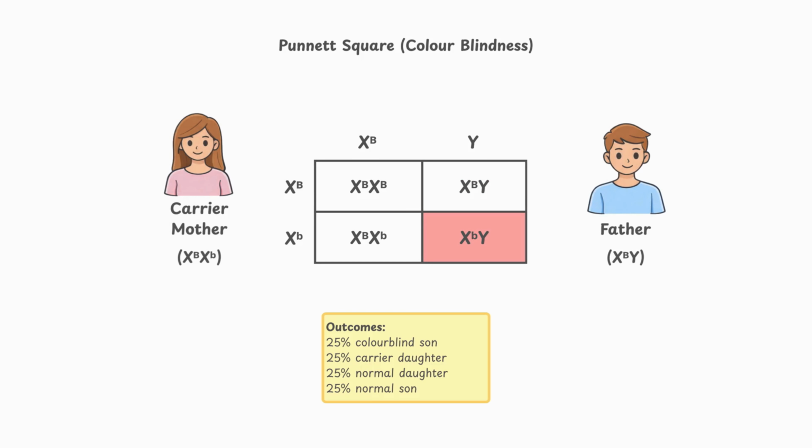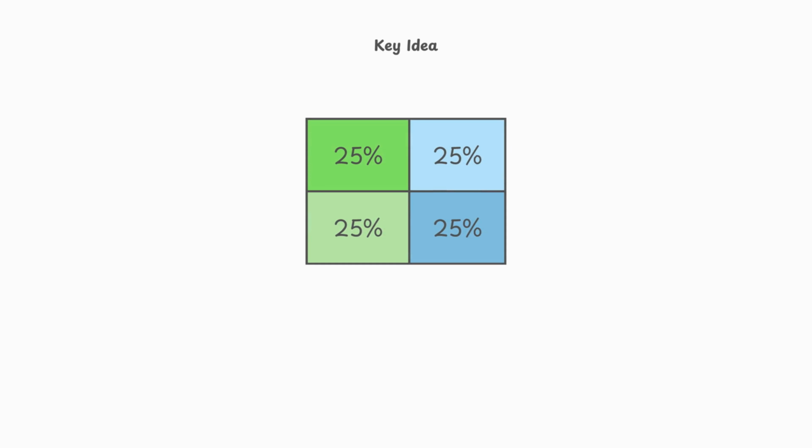This shows that sons are at greater risk of being affected, while daughters are more likely to be unaffected or carriers. So Punnett squares help us clearly predict how sex-linked disorders can be passed through families. Each possible outcome in the Punnett square has an equal chance of occurring. This means each outcome has a probability of 25%.